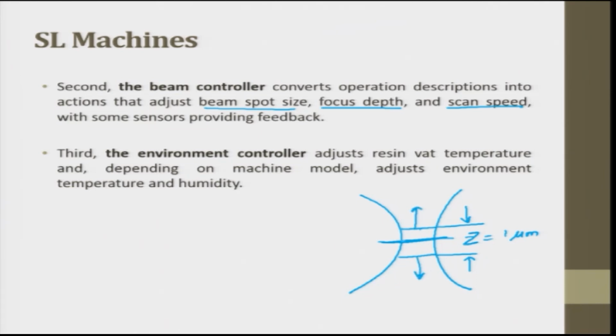What is defocusing? The beam diameter is expanded. The moment the beam diameter is expanded, the flux reduces. What is flux? Power density. Flux is heat in joules per millimeter square, and that reduces. The environmental controller adjusts the resin vat temperature, and depending upon the machine model, adjusts the environmental temperature and the humidity.